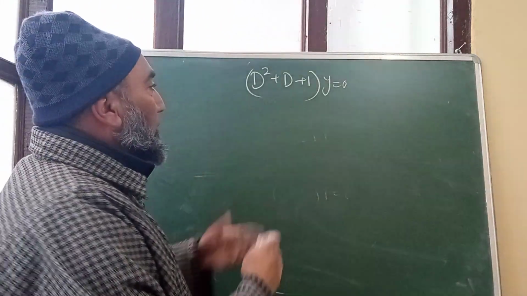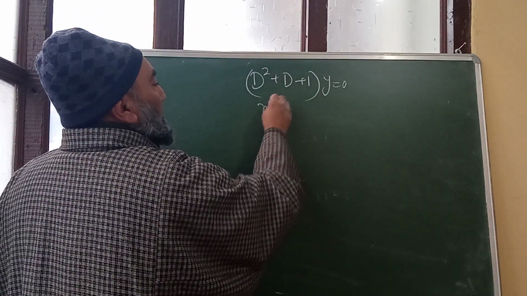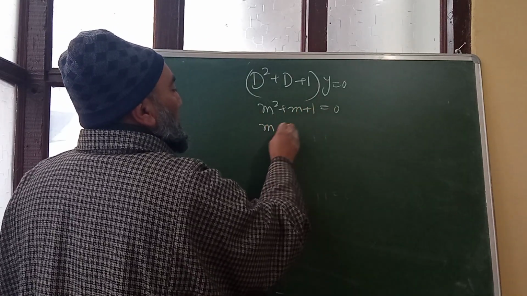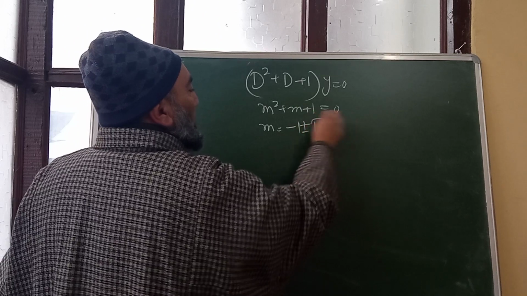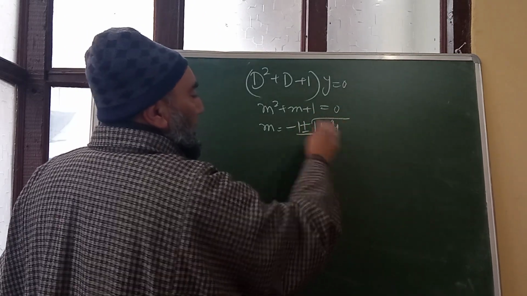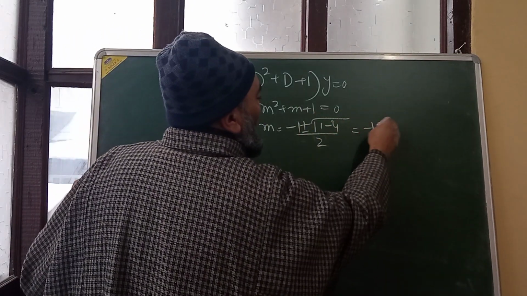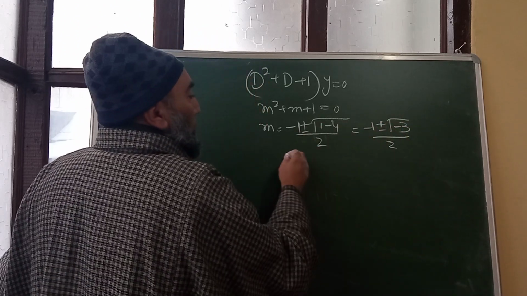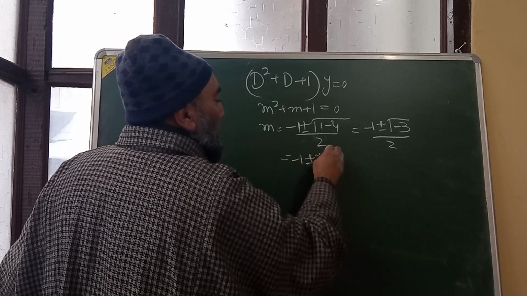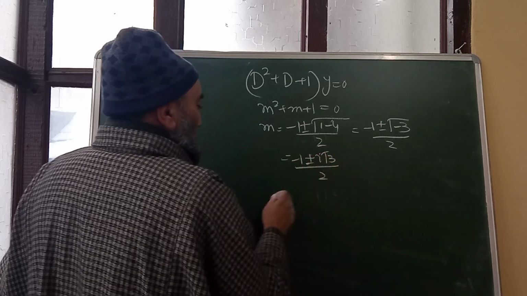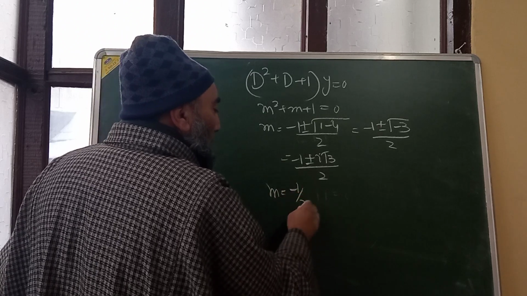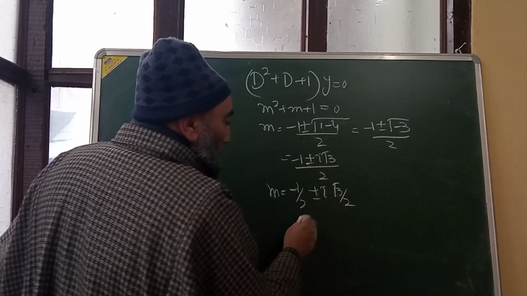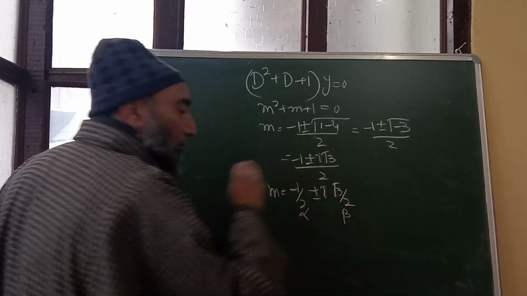Now what is the auxiliary equation? It is m square plus m plus 1 equals 0. What is m? Minus b plus minus under root b square minus 4ac by 2a. So it is minus 1 plus minus under root of minus 3 by 2. So it is minus 1 plus minus iota root 3 by 2. So your m is minus half plus minus iota root 3 by 2. See, this is your alpha and this is your beta.